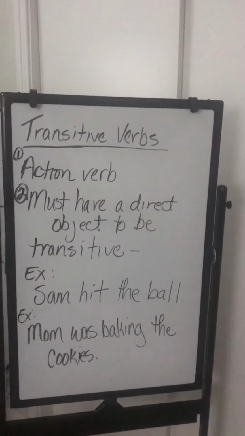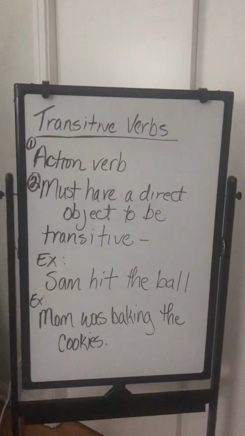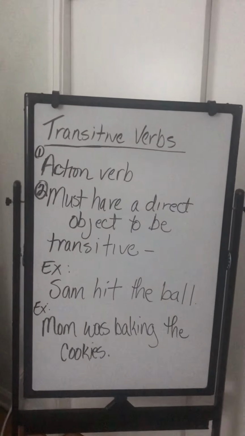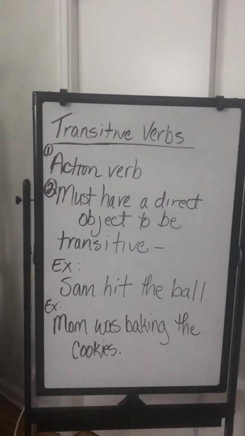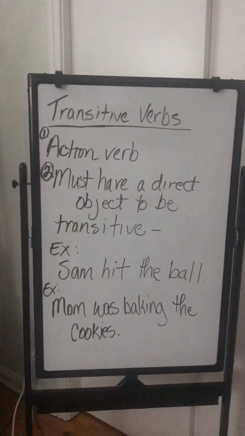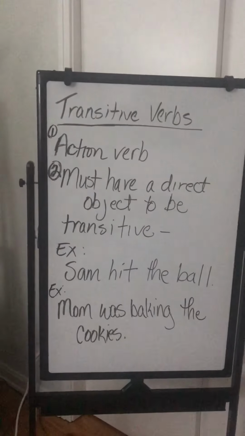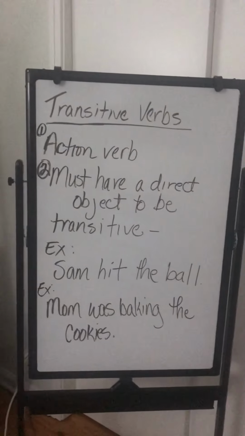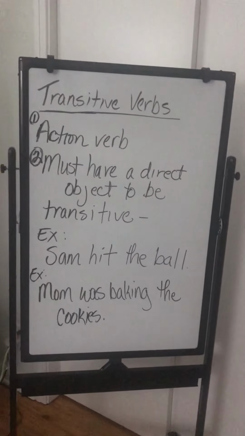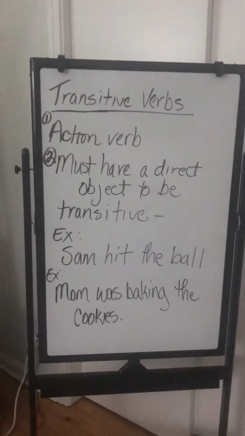The second example is Mom was baking the cookies. Now this is a different tense because it's a past participle. You'll notice it has the helping verb was, and the to bake ends in an ing, so it's present participle use of that. But it doesn't matter because it's still an action verb. We still have the subject mom who is performing the action of baking, and we have a direct object. And the direct object, or the receiver of that action in this sentence, is cookies. So we have mom was baking what? The cookies. So the cookies is the direct object.